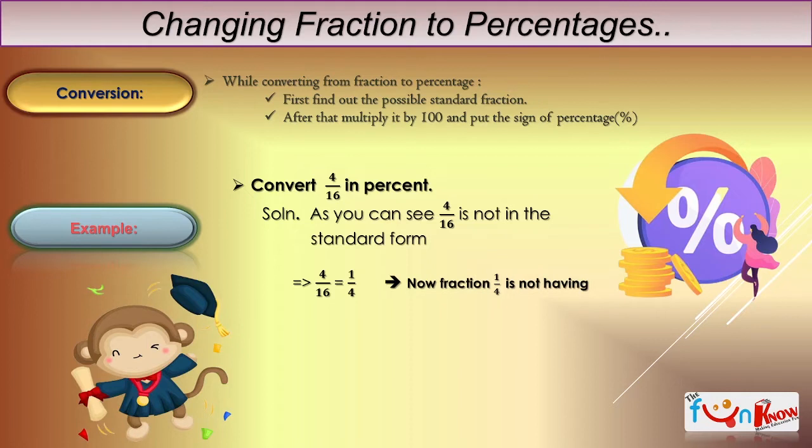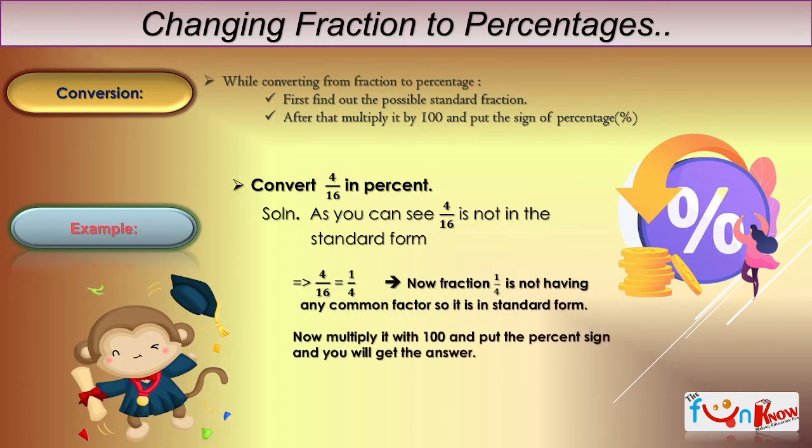As our step number 1 was finding the possible standard fraction, which we have already found, 1 by 4, now the second step says multiply it by 100 and put the percentage sign. So 1 by 4 into 100, you will be getting the answer as 25%. So 25% will be the answer. This is how you are going to convert a fraction to its percentage.